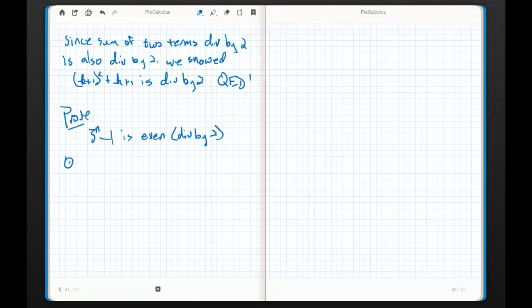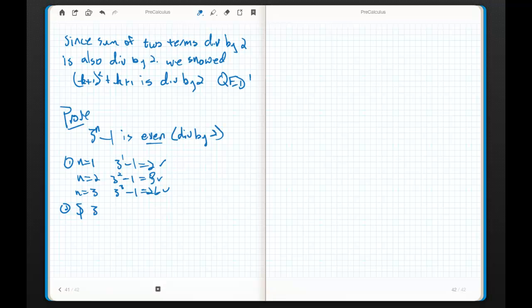Part 1. All right, n equals 1. I got 3 to the 1 minus 1 equals 2. Check. It's even. N equals 2. 3 squared minus 1 equals 8. Check. N equals 3. 3 cubed minus 1 equals 26. Check. Perfect. Part 2. Now, what do we do?